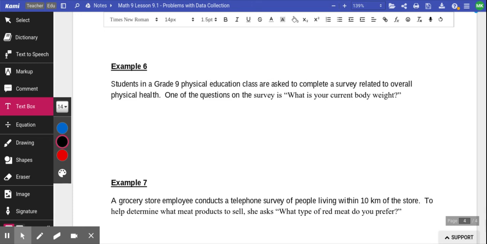Example 6. Students in a grade 9 physical education class are asked to complete a survey related to overall physical health. One of the questions on the survey is, what is your current body weight? We've already kind of talked about a body weight problem.